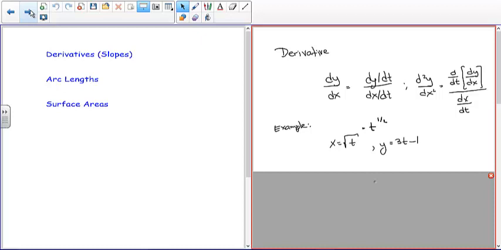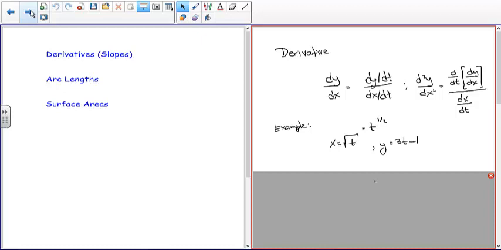So if we have one equation for x and one equation for y, each one a function of t, then we take the derivatives of those equations with respect to t and just divide the two. The result, dy/dt over dx/dt, will give us dy/dx.